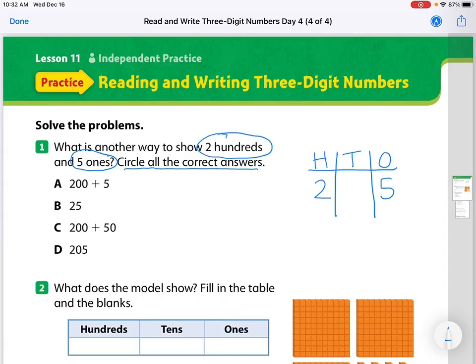So you're going to pause the video. You're going to fill in your place value chart the way you know it needs to be filled in. And then you need to decide which ones of those choices could be correct. So pause the video and come back when you're ready.